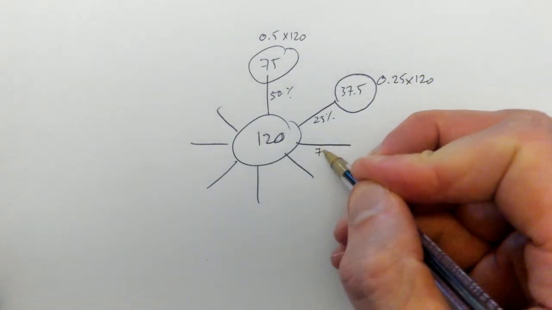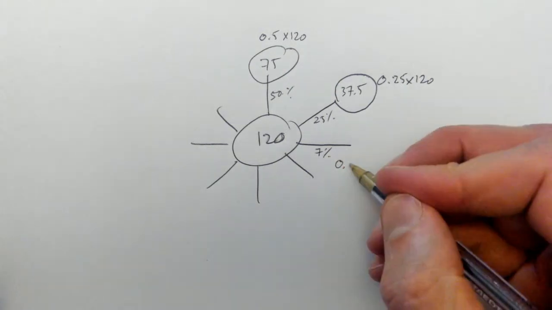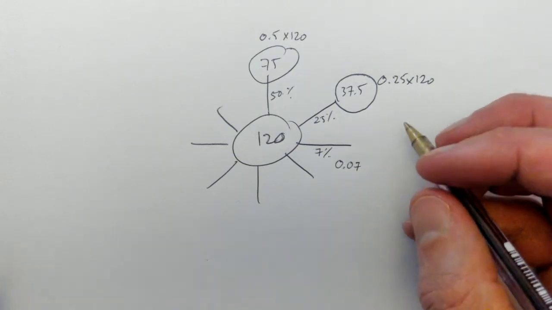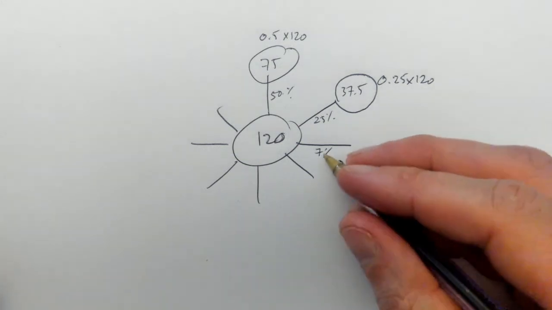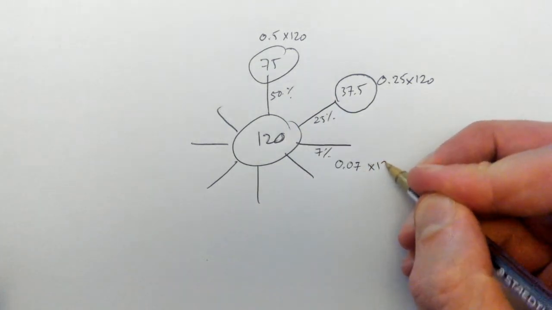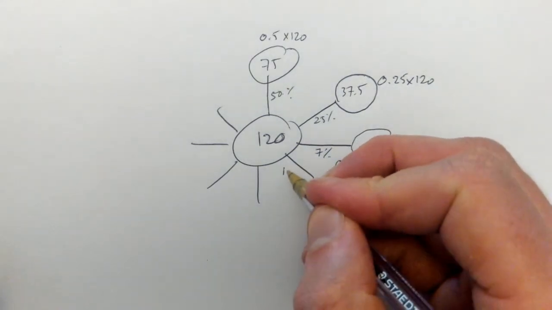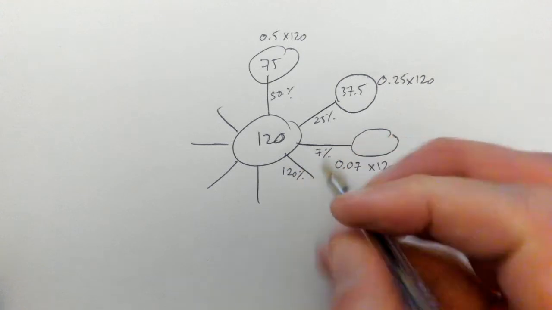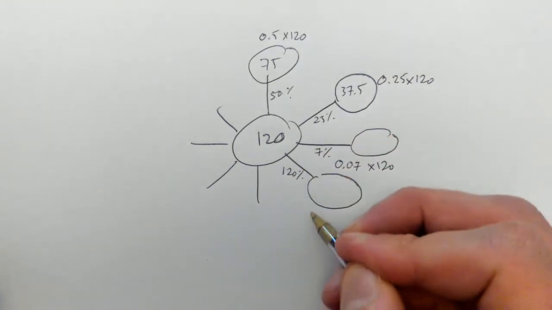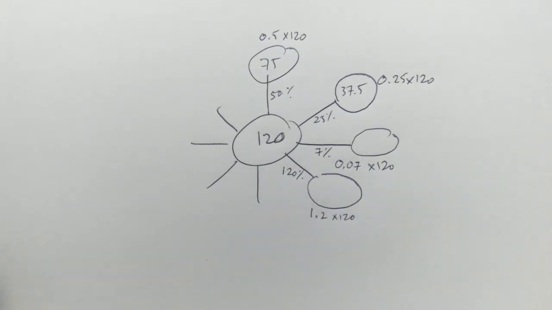So if I get 7% here, what I'm going to do is, on a calculator, this is all calculator work now as well, I know we did it just without a calculator before Christmas. 7% is 0.07 of 120, work it out on the calculator. If I want to work out 120%, 120% as a decimal is 1.2 multiplied by 120.